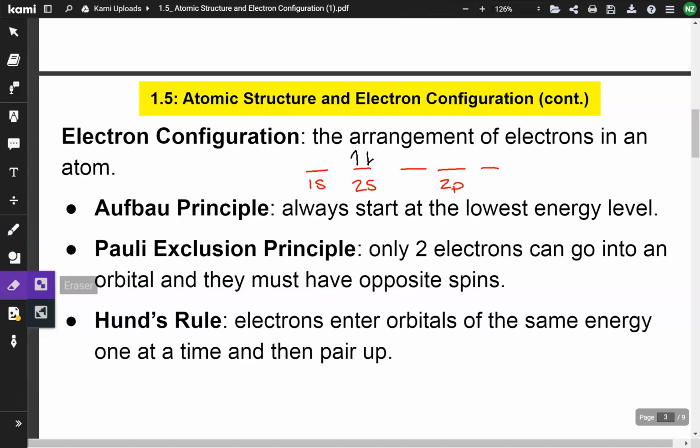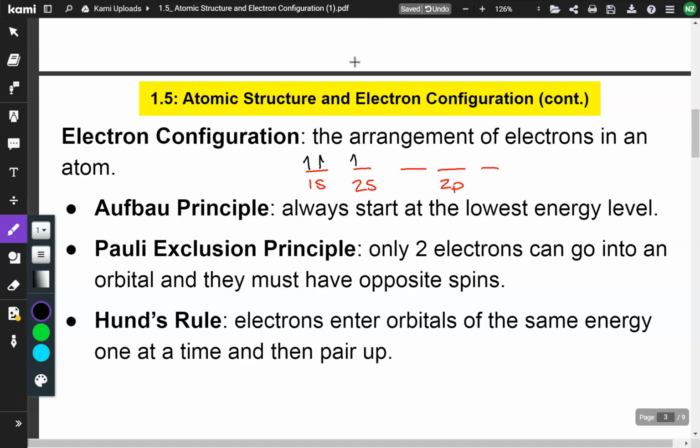The Pauli exclusion principle: only 2 electrons can go in an orbital and they must have opposite spins. So those are 2 electrons going the same way. Those are 2 electrons going in the opposite way. So this is no good. This is what we want to see.